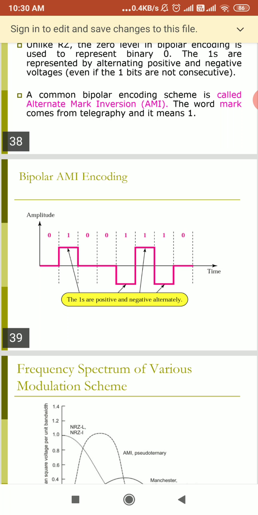We can see here the ones are alternately positive and negative. If the pulse is going above, we take it as 1. If it is going negative, minus high, we also take it as 1. And if there is no level, 0 level, we take its value as 0.